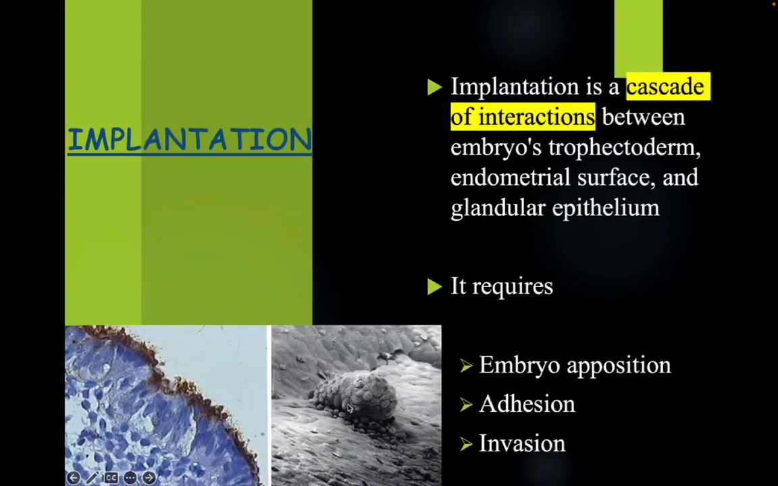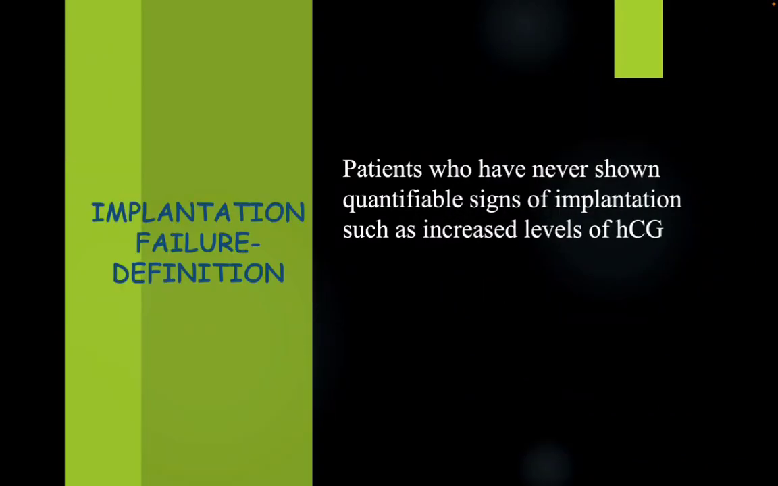So the 3 steps are: firstly it is getting opposed to the endometrium, then it is getting adherent to the endometrium, and finally it is getting buried into the endometrium. Apposition, adhesion and invasion. But what is implantation failure? Patients who have never shown quantifiable signs of implantation. A quantifiable sign of implantation is an increase in the level of beta HCG. So that is a quantifiable sign of pregnancy or implantation.